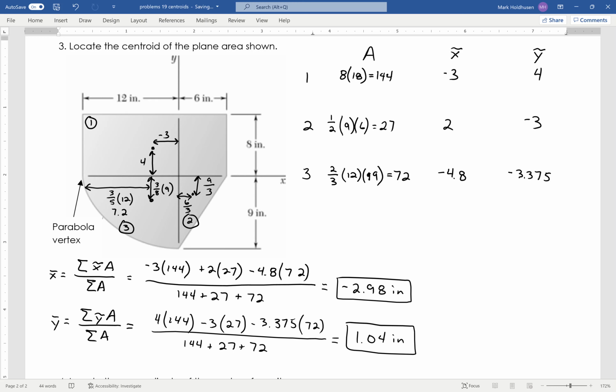So again, just break this up into pieces, find the area and the centroid of each piece, and then use the equation to calculate exactly where the centroid of the entire body actually is.